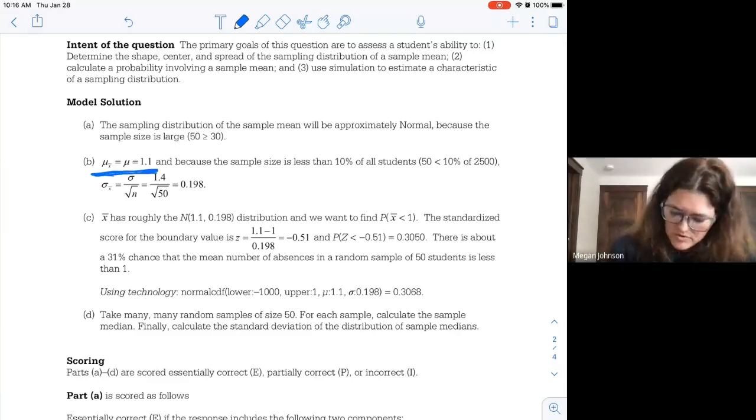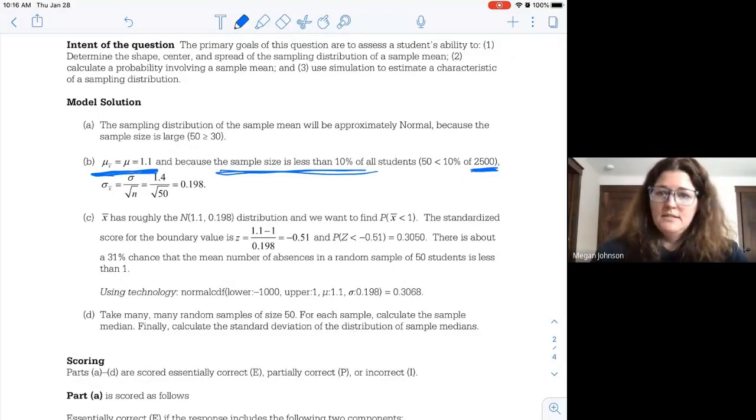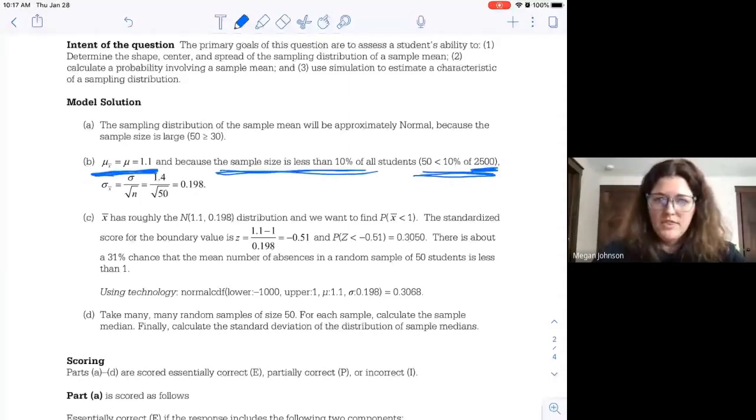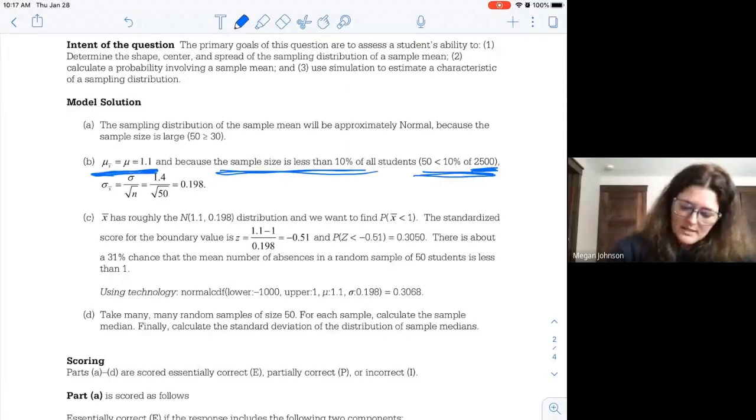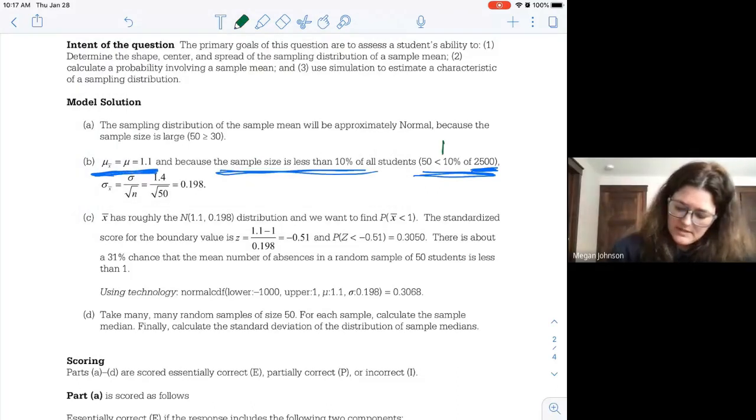You also need to state that the sample size is less than 10% of all students. And you actually have a number here. You know the size of the parent population because you're told that there were 2,500 students in the school. So you can say that 50 is less than 10% of 2,500. That's an important thing. Because that is true, you can now do that.